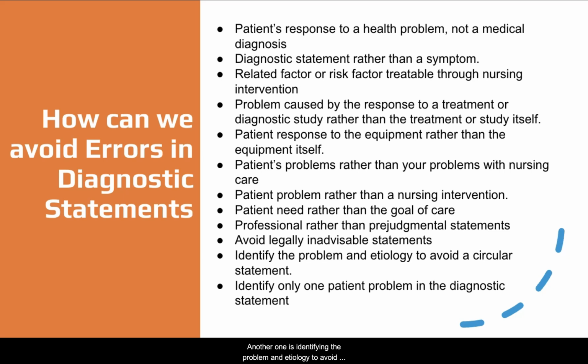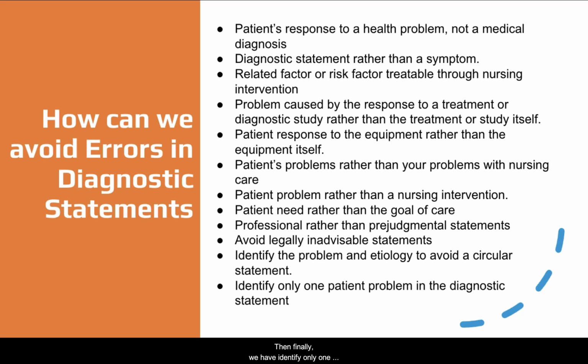Another one is identifying the problem and etiology to avoid a circular statement. So don't make your diagnostic statements circular, right? For example, impaired breathing related to shallow breathing. That doesn't even make sense. It's a circular statement. You're not really clarifying what's going on with the patient. Instead, you can say impaired breathing related to incisional pain, evidenced by splinting and increased respiratory rate. So now that's more clear.